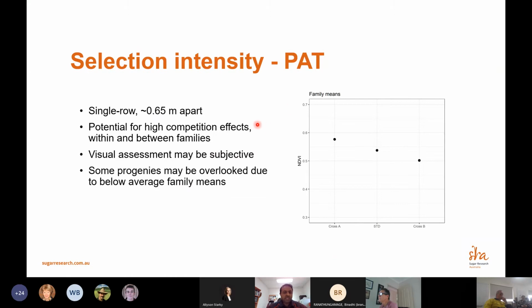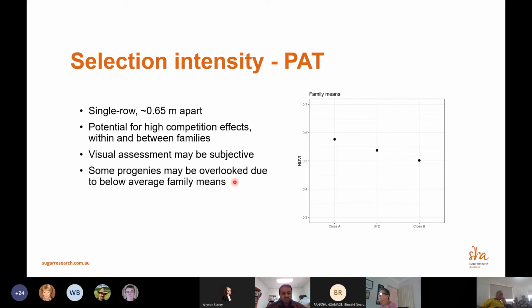Now, another component of the genetic gain equation, if you like, is the selection intensity, and using drones, we could effectively improve that as well. So if you look at the pads, they have similar challenges to cane. They have high competition effects between and within families because they are planted in close proximity, and they are based on visual assessment by the breeders, which can be subjective. So some breeders might look at some plants, some breeders might not.